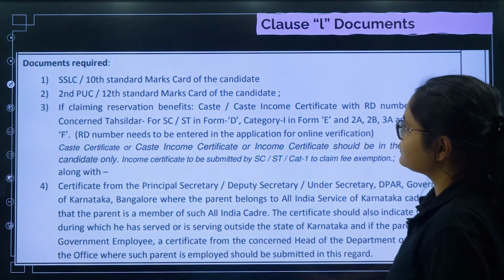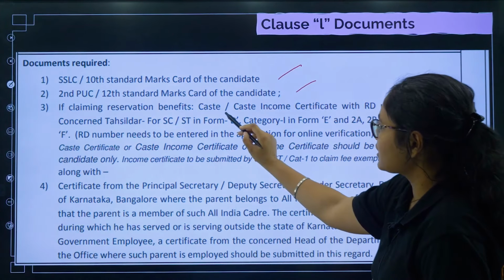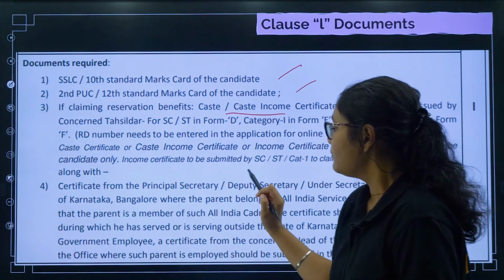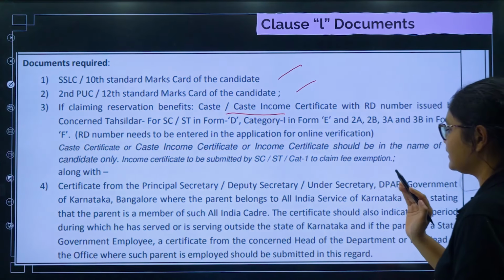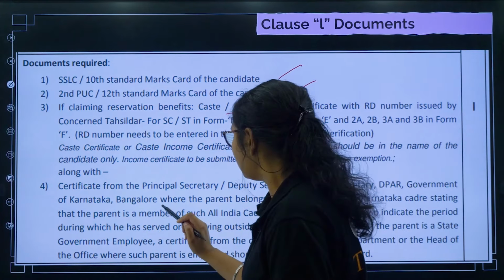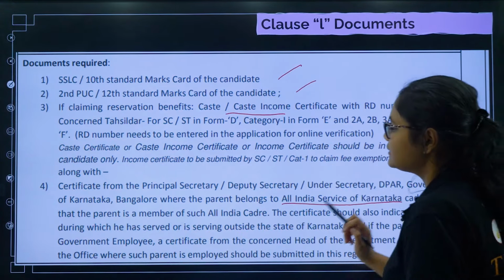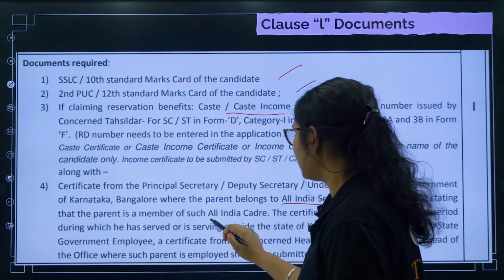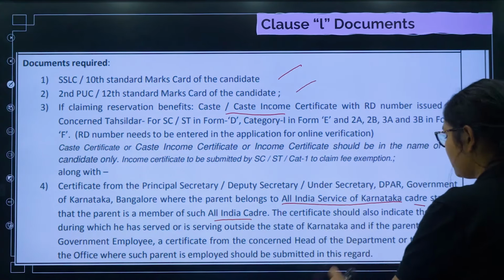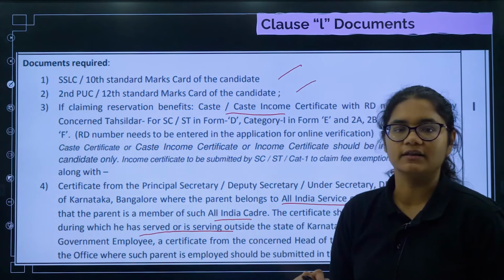Here also, what documents you have to give: 10th certificate, 12th certificate, okay, then your caste certificate, then a certificate from the principal secretary, deputy secretary, under secretary, DPR, government of Karnataka, Bangalore, where the parent belongs to All India Service of Karnataka cadre, stating that the parent is a member of All India cadre. Next, the certificate should also indicate the period during which he has served or is serving outside the state.